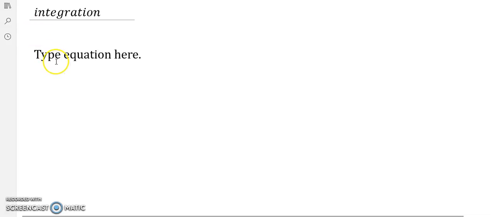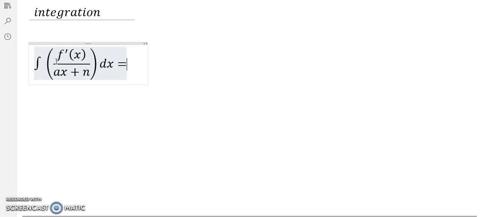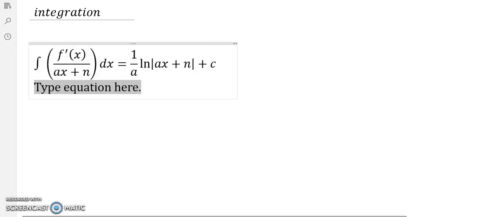Nevertheless, let's get into it. We got the integral of f prime x divided by ax plus n, dx, equal to 1 over a ln the absolute value of ax plus n, plus the constant c.